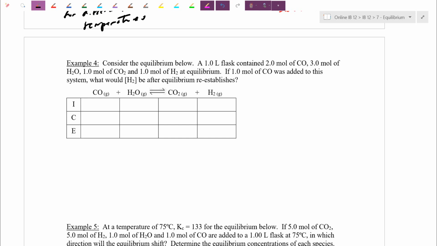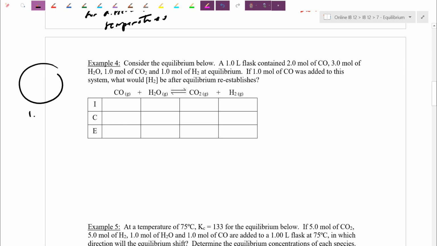Example number 4. So a new equilibrium. Consider this equilibrium. We have a container. This one is a 1-liter flask. We pump in 2 moles of the CO. We're going to pump in 3 moles of the H2O. As well, I'm going to pump in 1 mole of CO2. And I'm going to pump in 1 mole of H2.